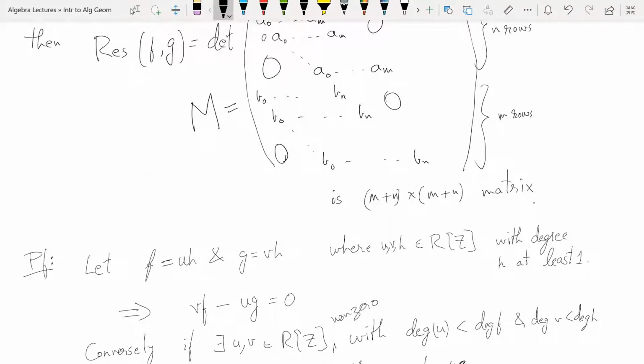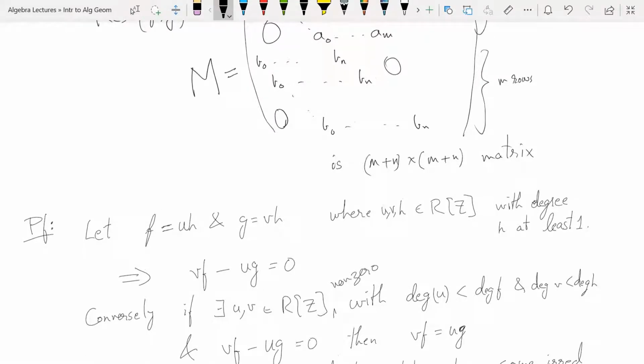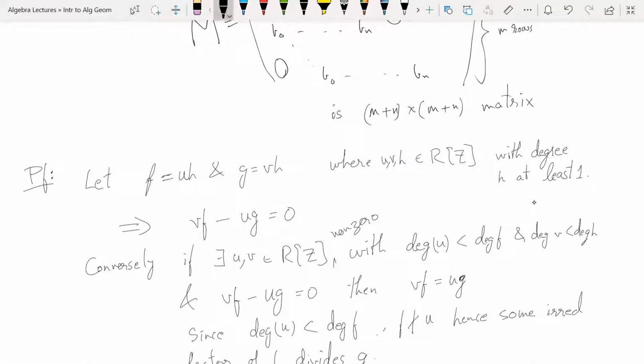Yeah. Conversely, if there exist u, v in R[z] non-zero with degree u less than degree g and degree v less than degree f, and this identity vf minus ug is 0, then what do we get? Then we get that vf is equal to ug, and since degree of u is less than degree of f, f cannot divide u. So some irreducible factor of f has to appear in the factorization of g.